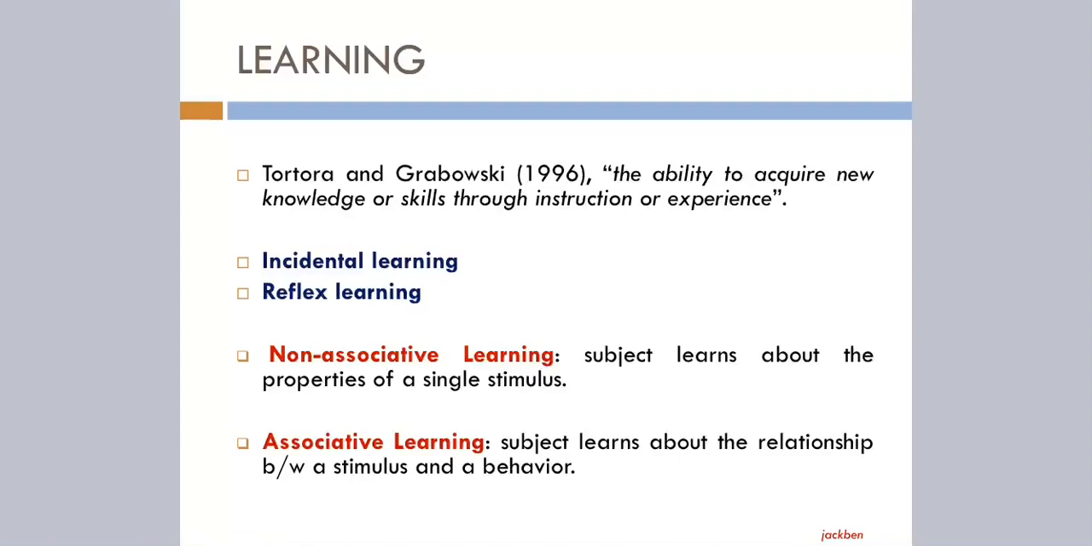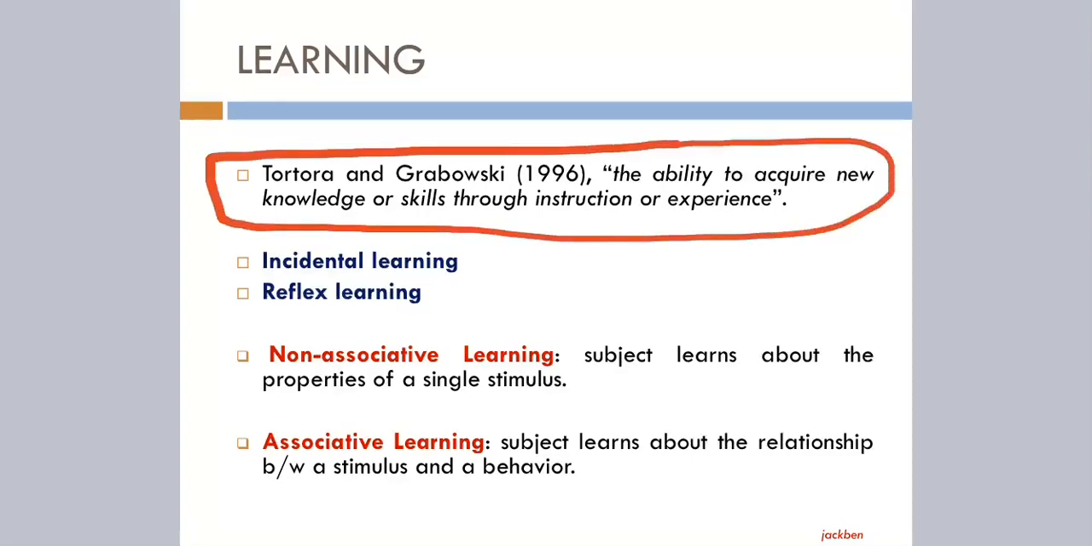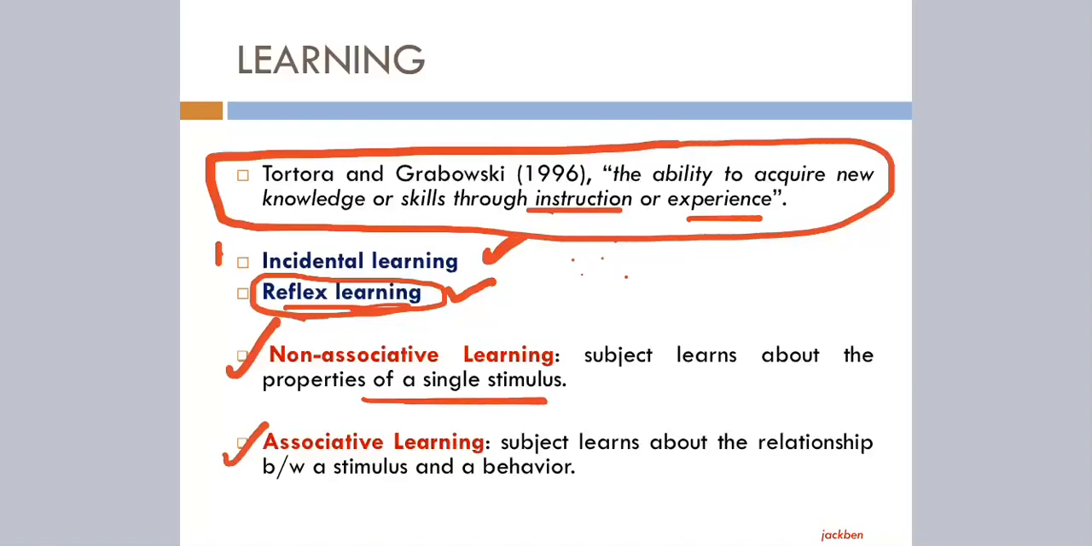So if you look at this slide, what is learning? Learning is ability to acquire new knowledge or skill through instruction or experience, and it is of two types. One is incidental and the second one is reflexive learning. Incidental is because of the different incidents that have happened in your life. Reflexive is there will be the immediate behavior change, that is the major difference. Now, this incidental learning can be non-associative or associative. Non-associative is when the subject learns about the property of a single stimulus, and associative is learning about the relationship between a stimulus and a behavior.